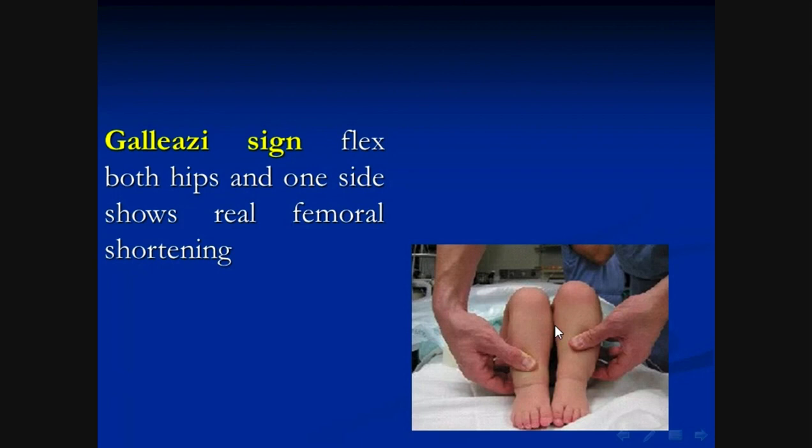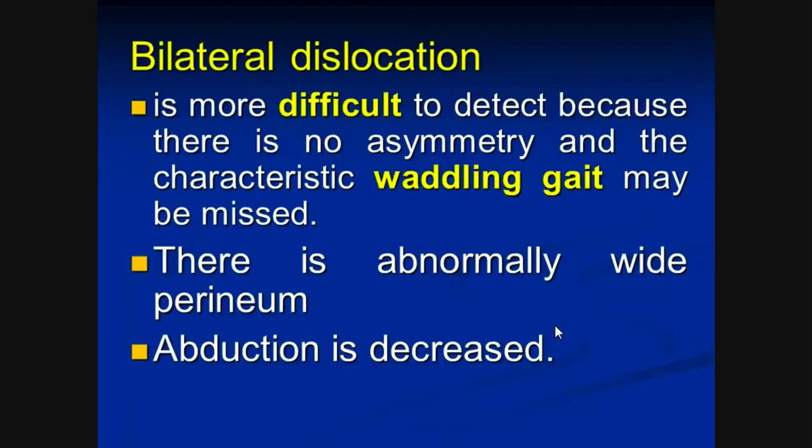Now it is clear, okay? In bilateral dislocation, again, it is difficult to detect because there is no asymmetry of the skin fold, and only if the child walks with a waddling gait, or sometimes the waddling gait is missed.